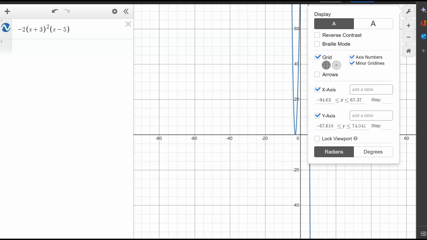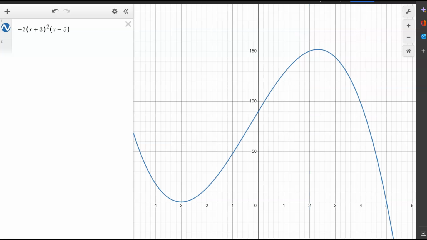Let's see here. Alright, here we can see the graph now. So notice how we're coming all the way down. We bounce on -3, we come right back up. We do hit the y-intercept at (0, 90).